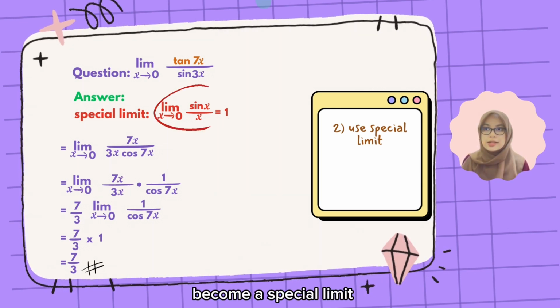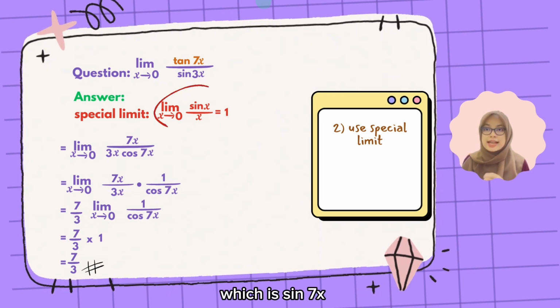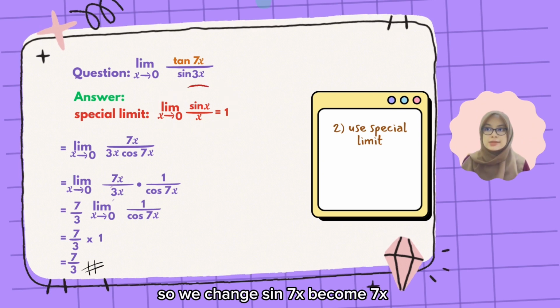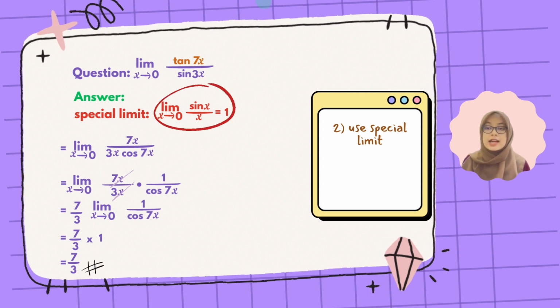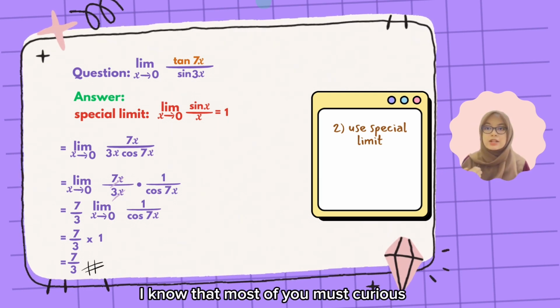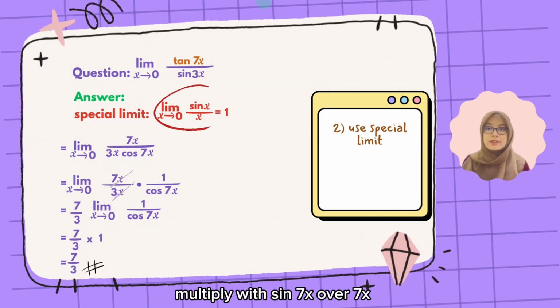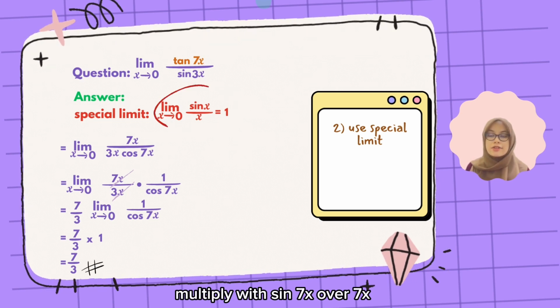Next, at this part, we can change it a little bit to make it become a special limit. As we know, one of the special limits is sin x over x equal to 1. So at this part, which is sin 7x, we can change it a little bit to make it a special limit. So we change sin 7x to become 7x multiplied with sin 7x over 7x. I know that most of you must be curious why sin 7x becomes 7x multiplied with sin 7x over 7x. So let me explain why.